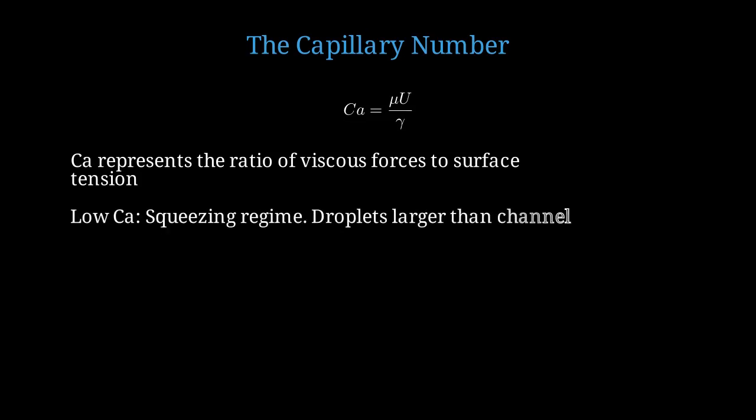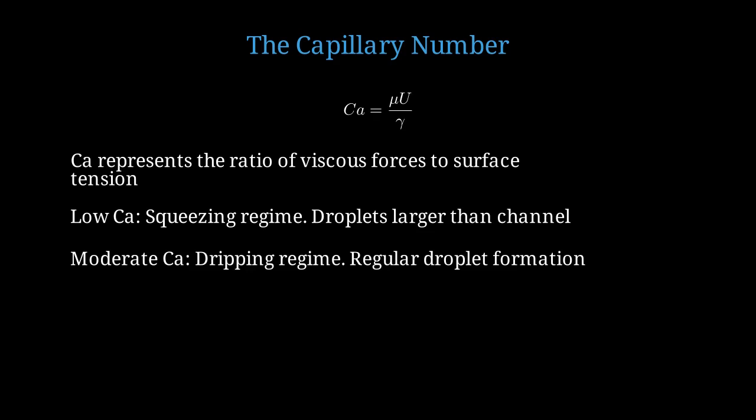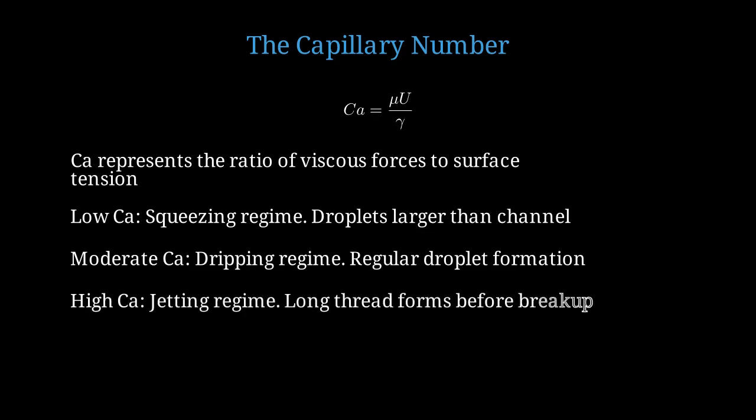At low capillary numbers, typically less than 0.01, we're in the squeezing regime. Here droplets are larger than the channel width, and they squeeze through, blocking flow periodically. At moderate capillary numbers, from 0.01 to 1, we have the dripping regime with nice regular droplet formation. This is the sweet spot for most applications. At high capillary numbers, above 1, we enter the jetting regime, where the dispersed phase forms a long jet that eventually breaks up far downstream.